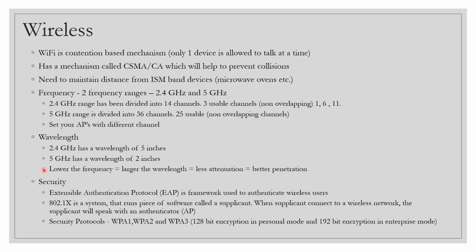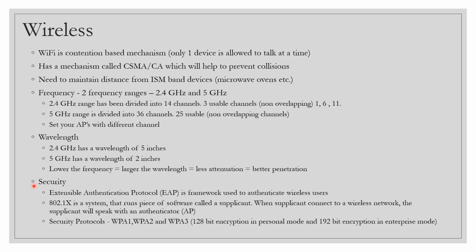So basically we always prefer the 2.4 because the lower the frequency, the larger the wavelength. And the larger the wavelength, the less the attenuation, which is the loss of the signal. And that means the better the penetration through walls and so on. So if you go for a 2.4 gigahertz signal where the wavelength is larger, that means that the attenuation or the loss of the signal will be less and the penetration will be higher.